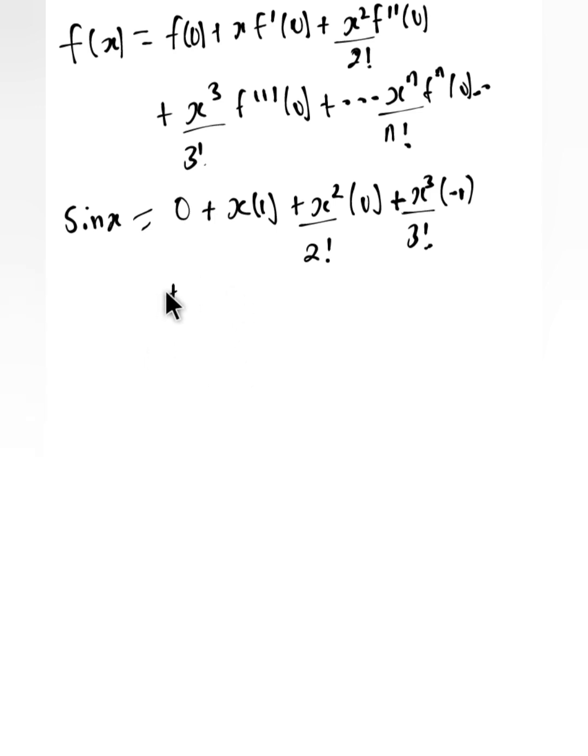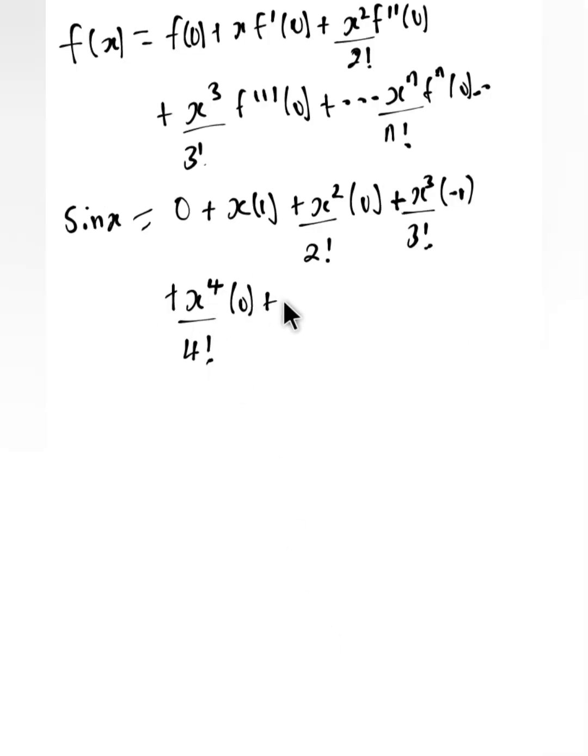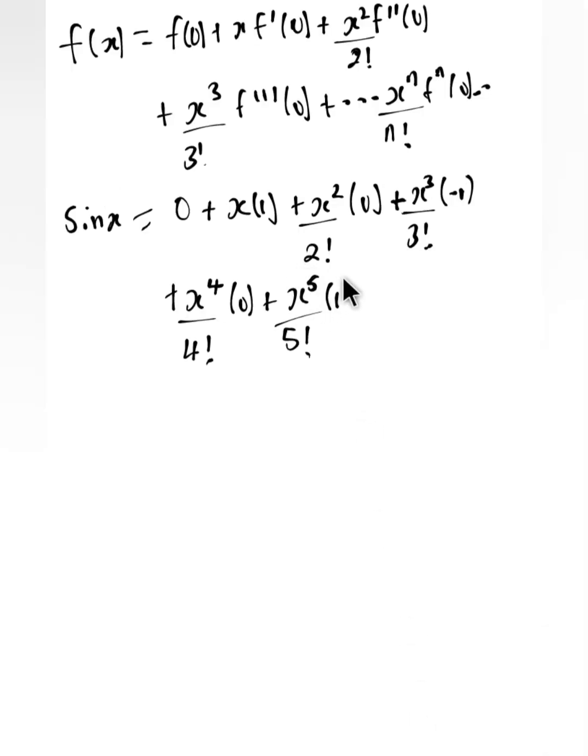Plus, we know the list continues. After x raised to power 3, of course, the next will be x raised to power 4 over 4 factorial, then the fourth derivative of 0. What's the fourth derivative of 0? It is 0. So this is 0 plus x raised to power 5 over 5 factorial, then the fifth derivative of 0. The fifth derivative of 0 equals 1. So this is 1 plus x raised to power 6 over 6 factorial, then the sixth derivative.